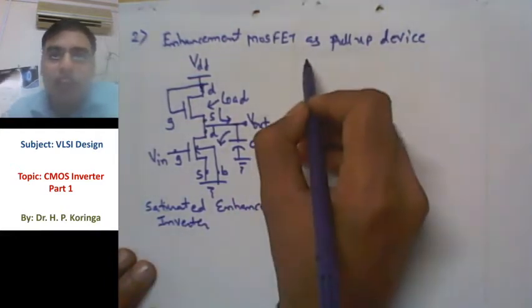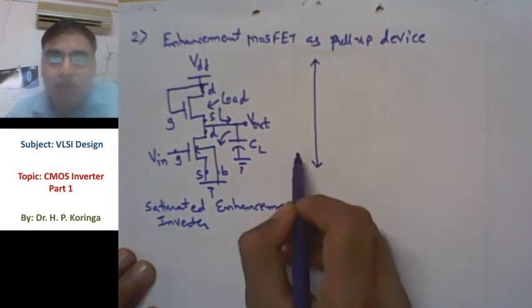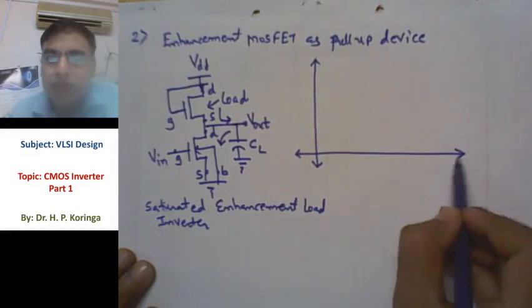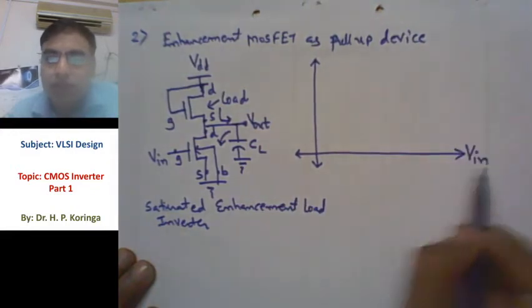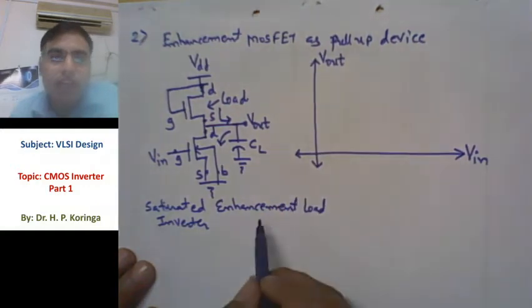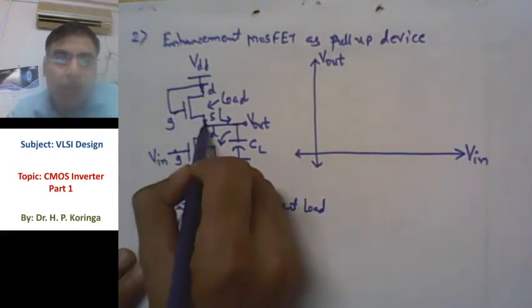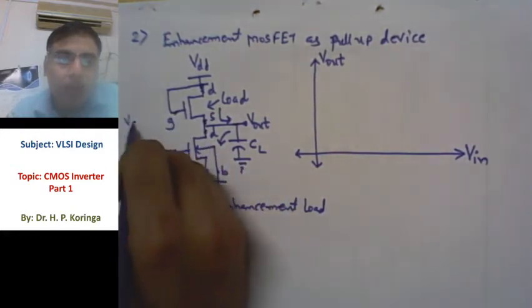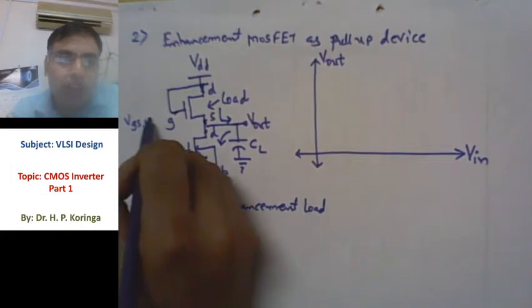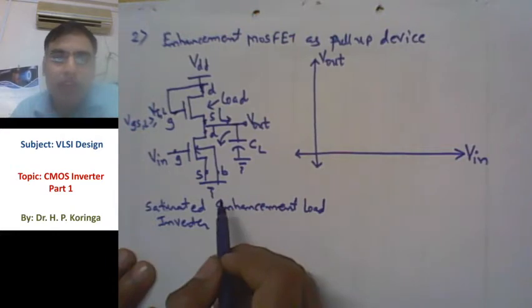So if you see its VTC curve, to make the load conduct, the VGS voltage of the load must be greater than or equal to the threshold voltage of the load, right?